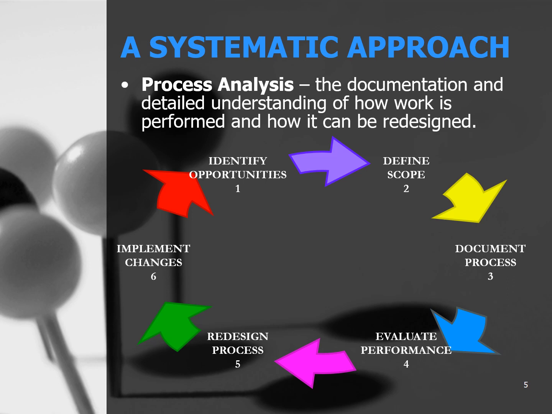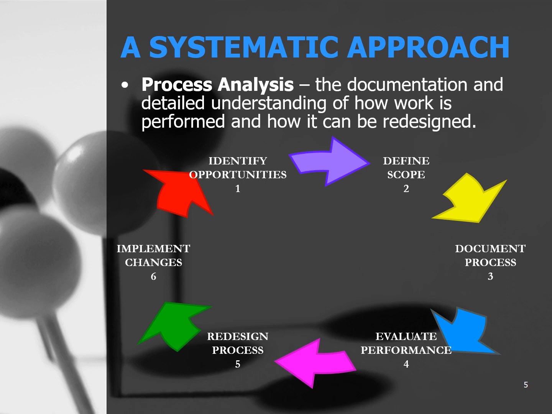In order to improve the process, we need to analyze the process. So process analysis is the documentation and detailed understanding of how work is performed and how it can be redesigned. It is a set of tools used to identify opportunities for improvement, document current processes, evaluate processes to find performance gaps, redesign processes, and implement desired changes. This is what we call the systematic approach to process analysis.